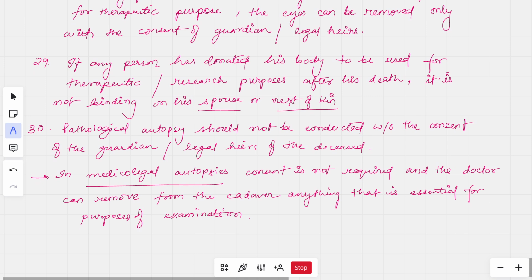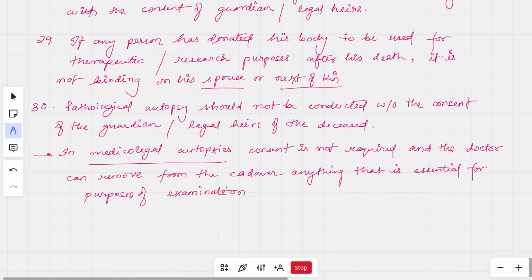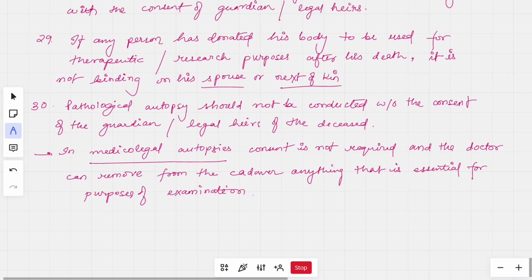Point number 30, sorry. It says the pathological autopsy should not be conducted without the consent of the guardian or legal heirs of the deceased. But in medico-legal autopsies, consent is not required, and the doctor can remove any part of the body from the cadaver that is essential for the purposes of examination.